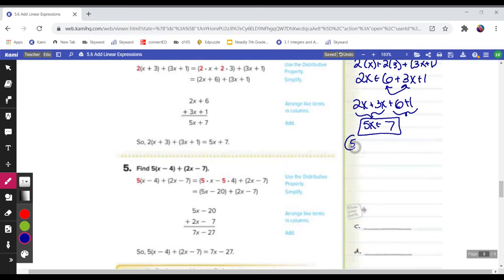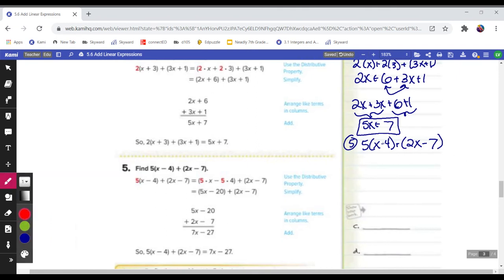All right, for number 5, we have 5 times quantity x minus 4 plus the quantity 2x minus 7. First things first, I want to change my subtraction to the additive inverse. So I want to add and make it into a negative 4, add and make it into a negative 7. So 5 times quantity x plus negative 4 plus 2x plus negative 7. Now I'm going to distribute a 5 to the x and to my negative 4. 5 times x plus 5 times negative 4. I'm going to keep simplifying this until I cannot simplify anymore.